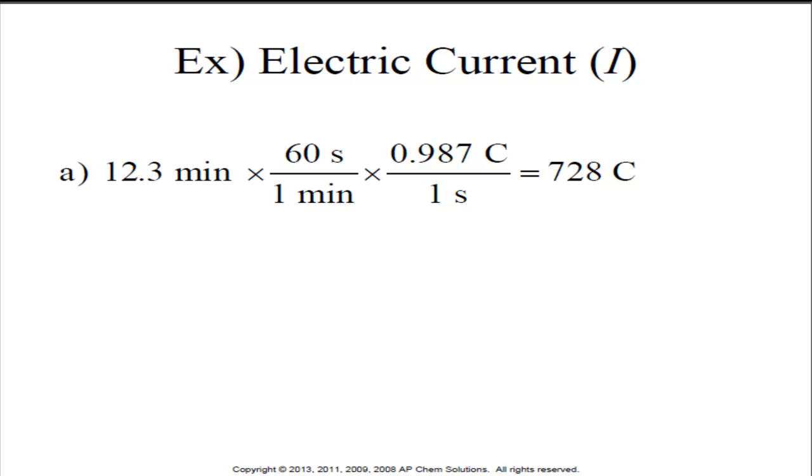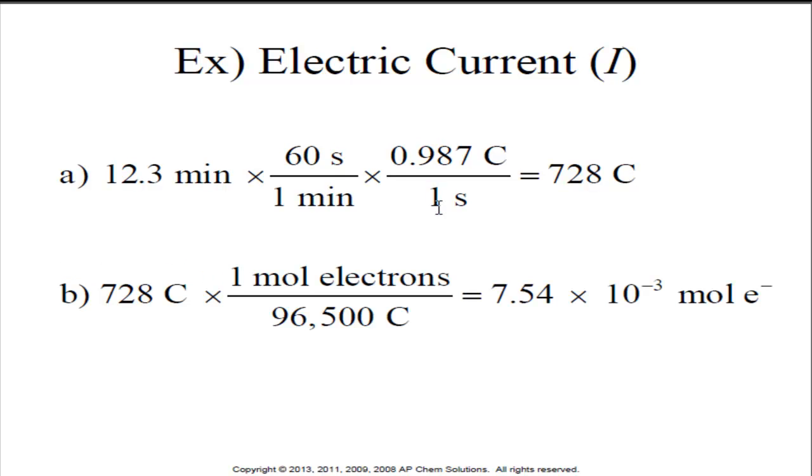Now for the second part, we want to know the moles of electrons. So we use our answer in part A with coulombs, and remember that Faraday's constant is 96,500 coulombs per mole. So we can use that to calculate 7.54 times 10 to the minus 3 moles of electrons.